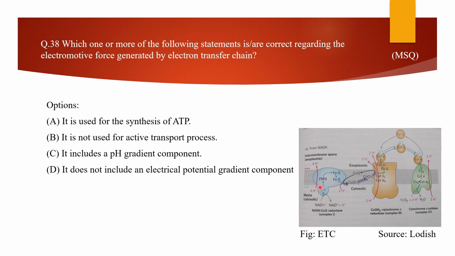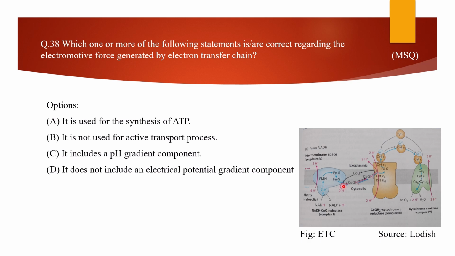In the inner mitochondrial membrane, there are a series of embedded protein complexes, complex 1, 2, 3, 4. In the ETC, there is a flow of electrons from one complex to another. During this flow of electrons, there is a flow of protons from the matrix to the intermembrane space, which creates a proton gradient across the membrane. The proton gradient is a pH gradient, and it creates a difference in proton concentration and charge across the membrane, which leads to an electrical potential gradient across the membrane.